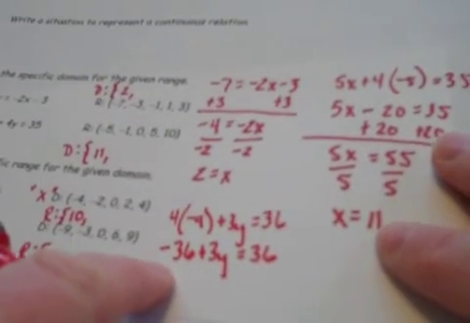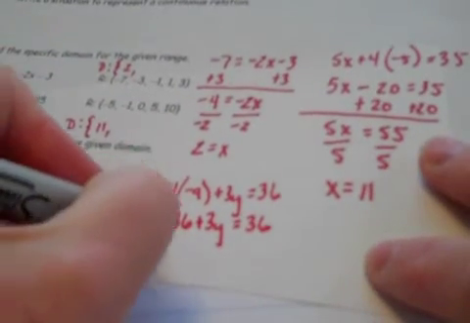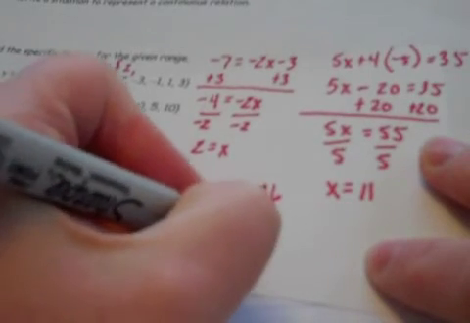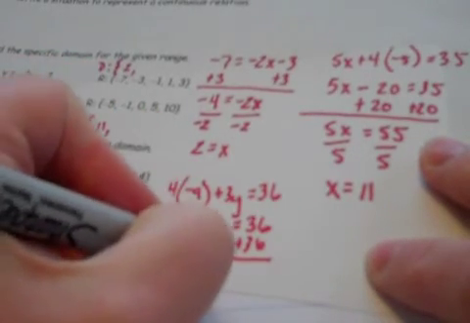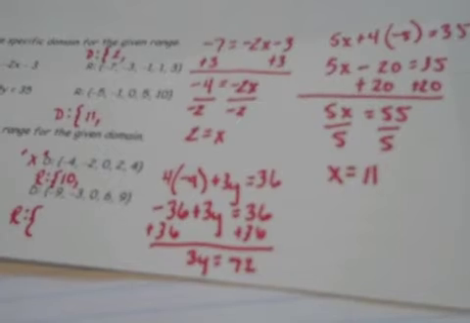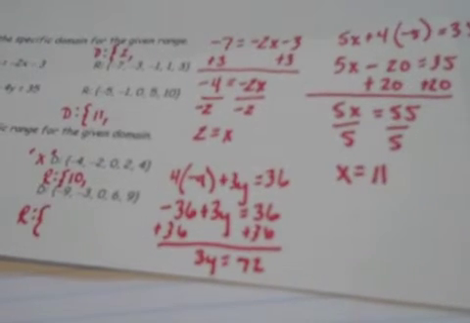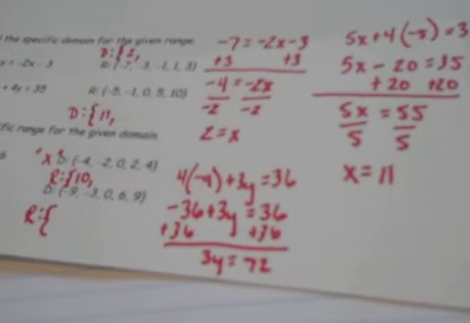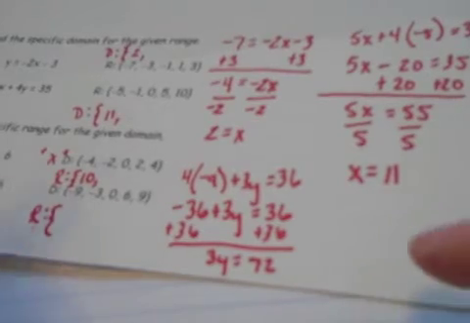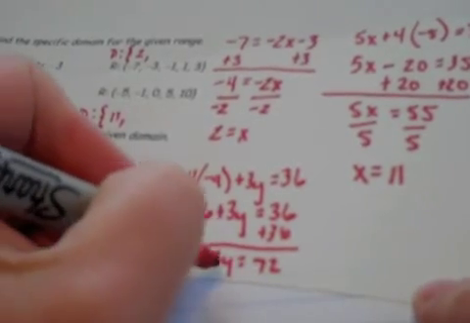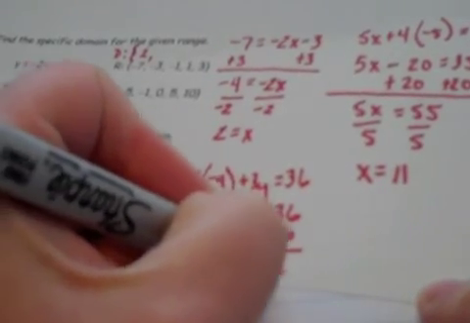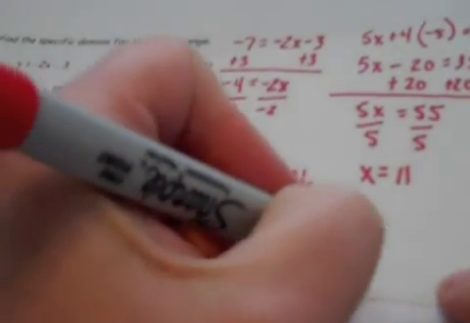Now, how do you get rid of a -36? You add 36. So we added 36 to each side. We found out that 3y was equal to 72. Our last step is that we will divide both sides by 3.